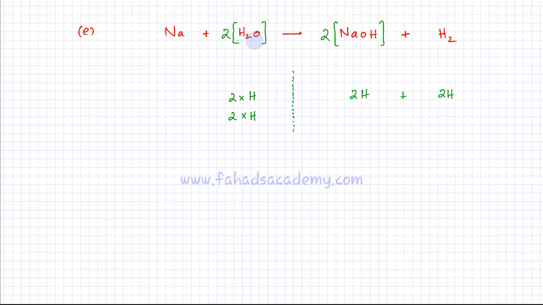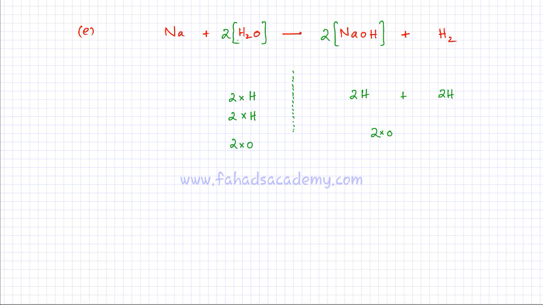The oxygens are balanced as well, because one molecule of H2O has 1 oxygen atom, so 2 molecules of H2O are going to have 2 oxygen atoms. One molecule of NaOH has 1 oxygen atom, and 2 molecules of NaOH are going to have 2 oxygen atoms. So oxygen is also balanced on both sides. I have two oxygen atoms.